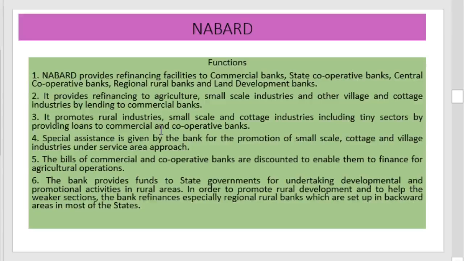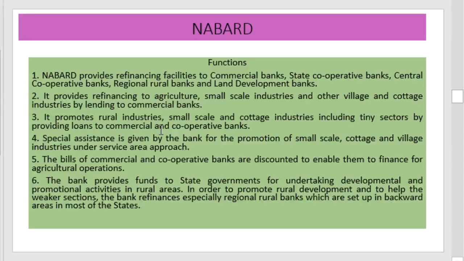Second one, refinance facilities to agriculture, small scale industries and village and cottage industries through commercial banks. Third one, promote rural industries, small scale and cottage industries, including tiny sectors, providing loans to commercial banks and cooperative banks. Fourth one, special assistance is given by the bank for the promotion of small scale, cottage and village industries and the service area approach.